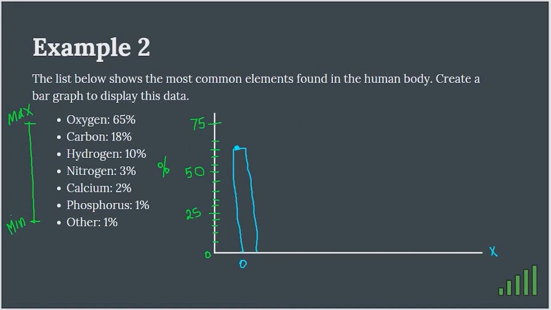And then my next element is carbon, and carbon had 18%. So that's 5, 10, 15, 20. So 18 is right in between 15 and 20, so about right there. And that's where that bar will go. And then we have hydrogen, and hydrogen had 10%, so that goes up to right here.